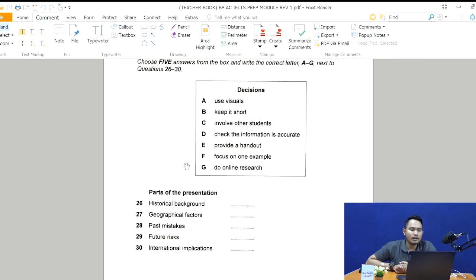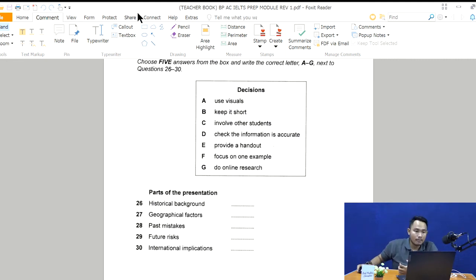Okay. Now in number 27, the geographical factors here, what would it be? Is it check the information is accurate, involve other students, or yeah? So what would be the best one for this one? And then also in number 28 and 29, future risk, 30, international implications.